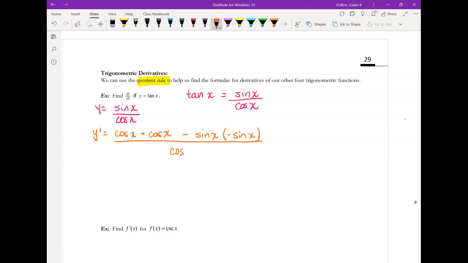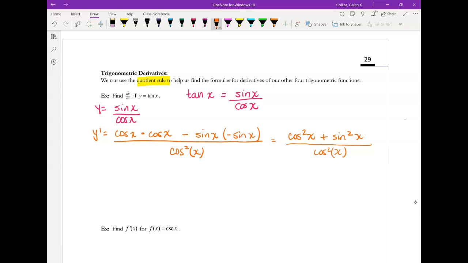Remember that with logarithms and with trigonometric functions, we write the square between cos and the argument so as to not be confused with the cosine of the value x squared. All right, so if I were to reorganize this, cosine of x times cosine of x is, again, the cosine squared of x. Sine times negative sine is negative sine squared. So instead of minus negative sine squared, I could write plus sine squared of x. And then all of that over the cosine squared of x.